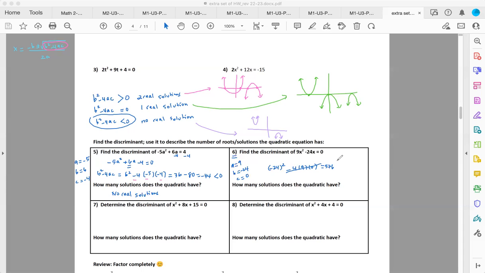Okay, so you have one value for b squared minus 4ac, and that value is positive. So you're here. This is going to give us what? 2 real solutions. And so on. If you end up with it being 0, then you get one solution.